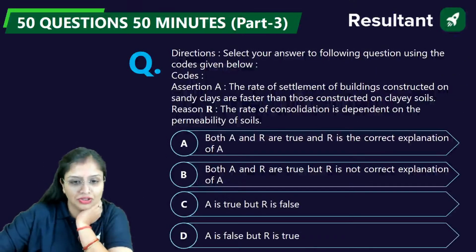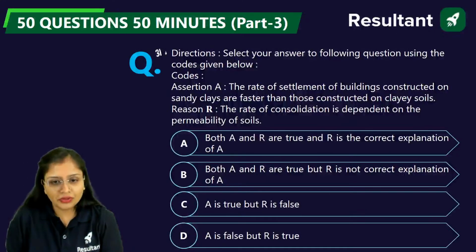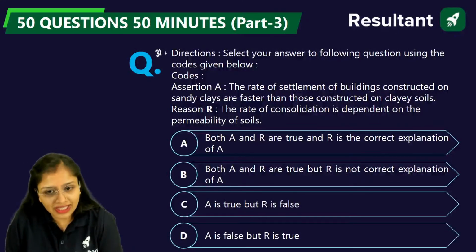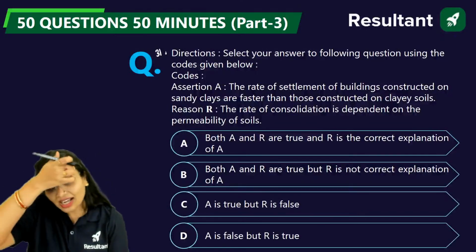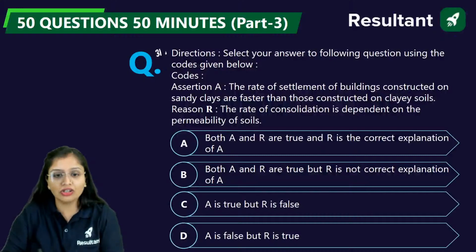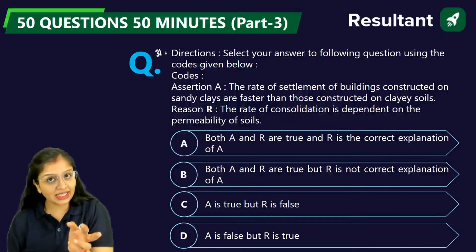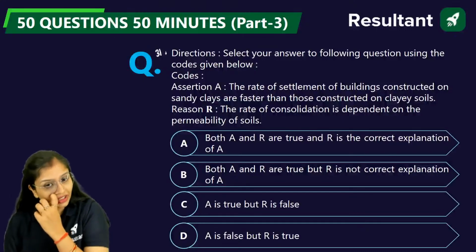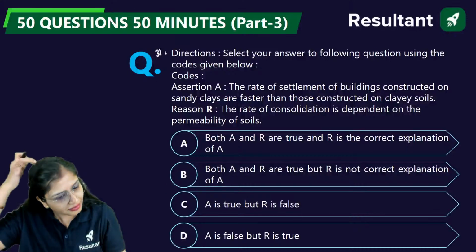Okay, question number 31. Now, what is given to you? The rate of settlement of buildings constructed on sandy clays is faster than those constructed on clay soils. Rate of settlement, sandy clays, clay soils. The rate of consolidation is dependent on the permeability of soil. Which is correct?